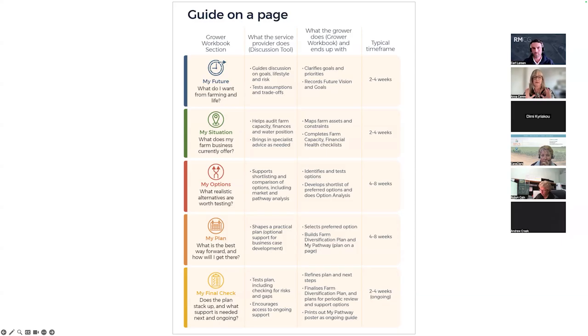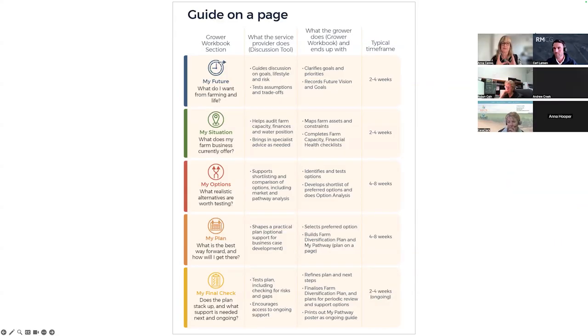So my job in this next 15 minutes is to do two things: to make sure that you're really clear about the structure of the two resources that make up the guide, and also that by the end of it, you're reasonably confident about how you would start using this guide. What you can see here is an overview guide on a page, and the two documents, the two resources, the discussion tool and the grower workbook, both follow exactly this same structure.